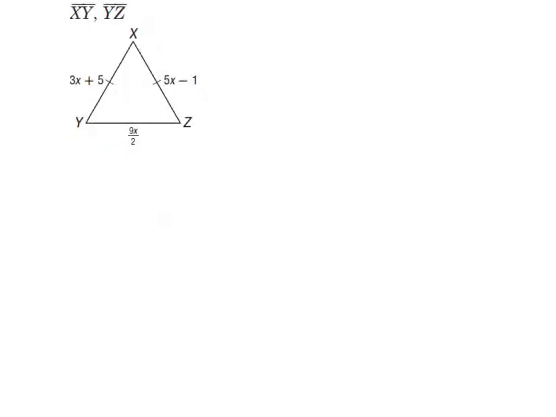Now, what you can do when you have congruent marks, since these are the same length, is that this expression should be equal to this expression. In other words, they would be the same number if you knew what x was. So that's exactly what we're going to do. We're going to take those two expressions and set them equal to each other and find x. So 3x plus 5 has to be equal to 5x minus 1.